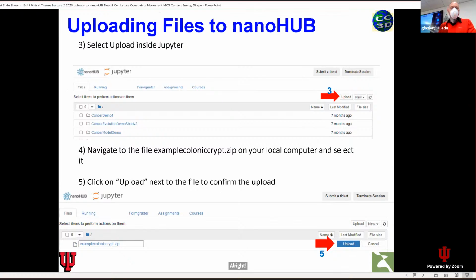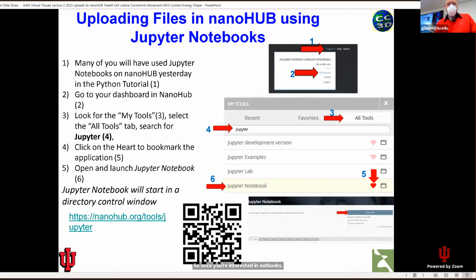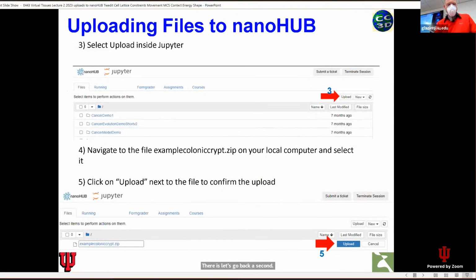So once you're in Jupyter notebooks, let's go back a sec. When you launch Jupyter notebooks, you will get a menu that will say Files, and there will be a button that says Upload. So click the button that says Upload. That will pop up a dialog box, a Finder box, and you should be able to point to the simulation that you just downloaded from the Google Drive.